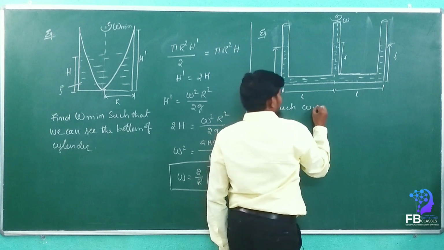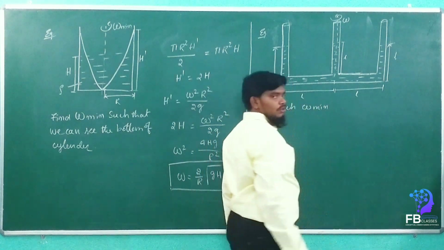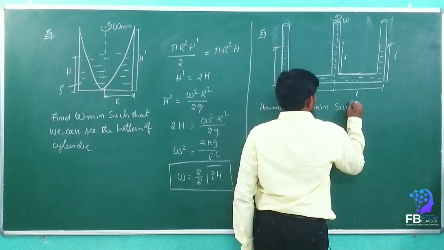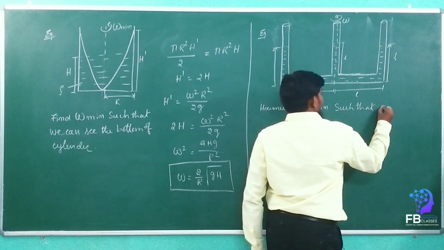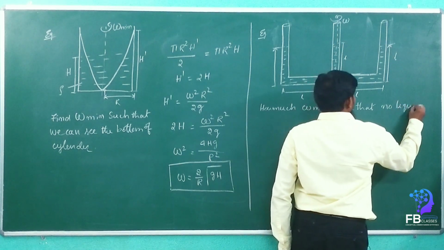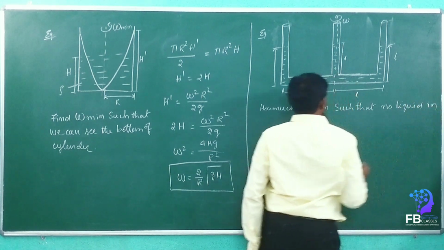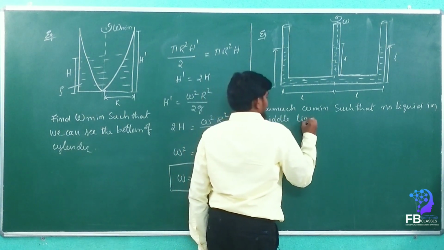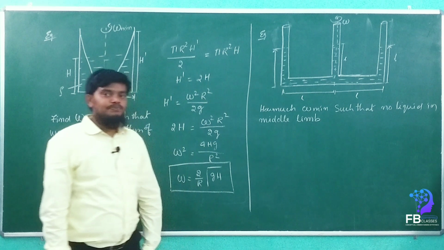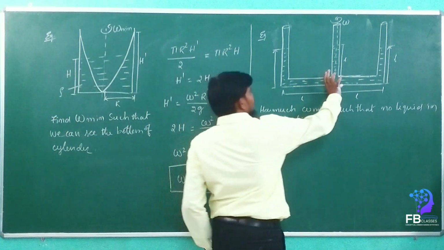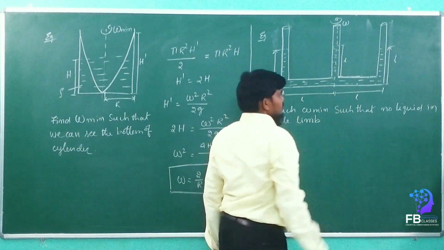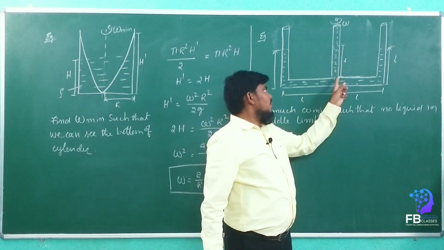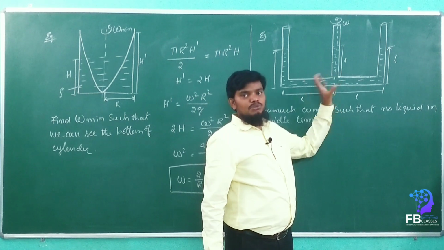Omega minimum. How much omega is minimum such that there is no liquid in the middle limb? So he says that we have to rotate this total system about this axis of rotation, such that the total liquid in the middle limb should be 0.